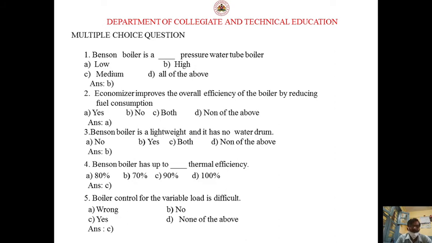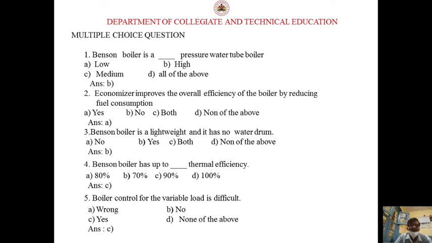Question number two: Economizer improves the overall efficiency of the boiler by reducing the fuel consumption. You have to write yes or no. The above statement is correct, that is yes. Answer is A. Next is question number 3: Bunsen boiler is lightweight and has no water drum. You have to write yes or no. The options are no, yes, both, or none of the above.